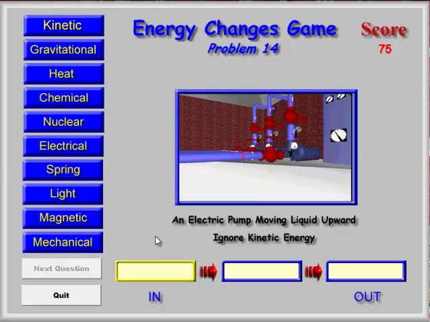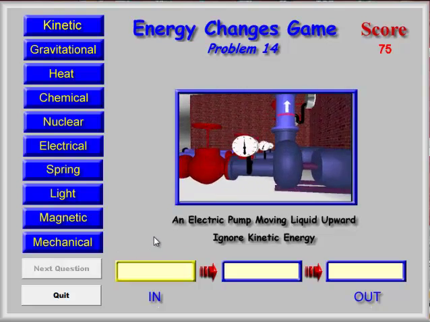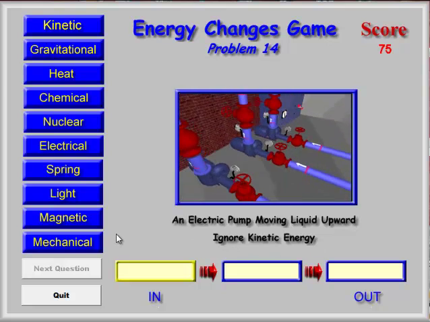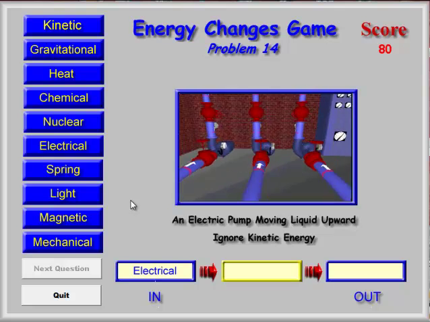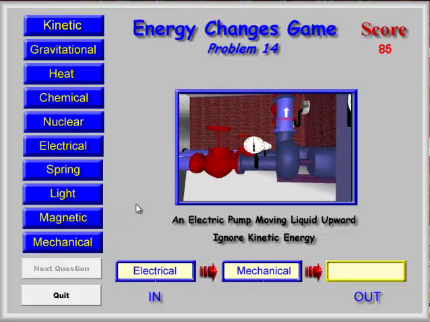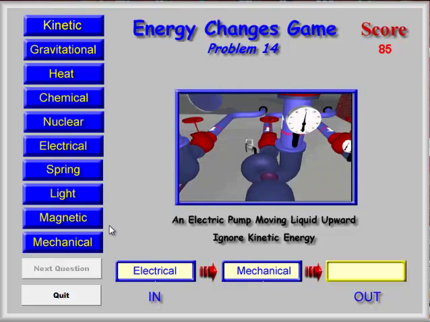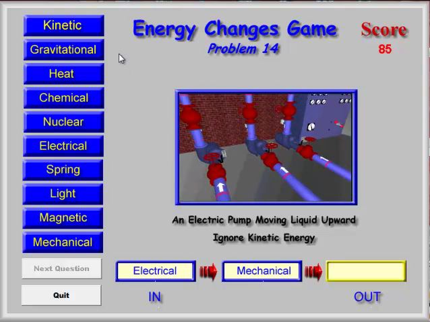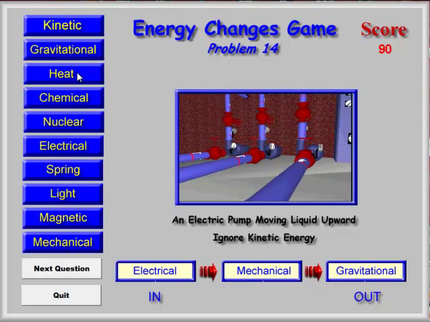Here's an interesting one. We have an electric pump moving the liquid upward. We're going to ignore the kinetic energy. So obviously it's electrical. The electrical will turn into the mechanical motion of the pump. And since we're ignoring kinetic energy, that means the liquid will be propelled upward.